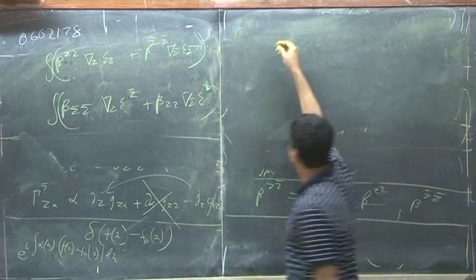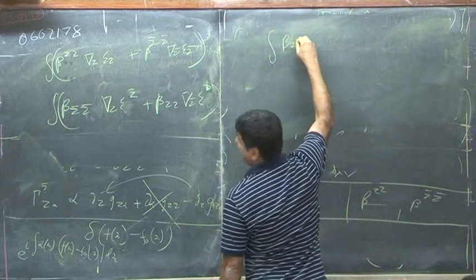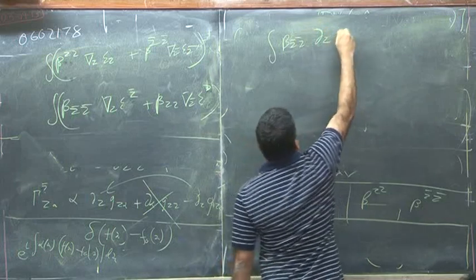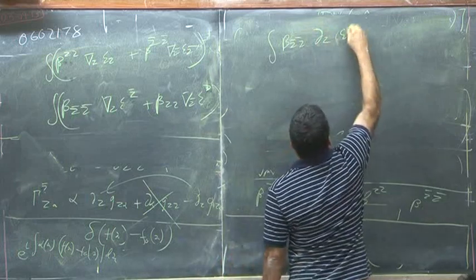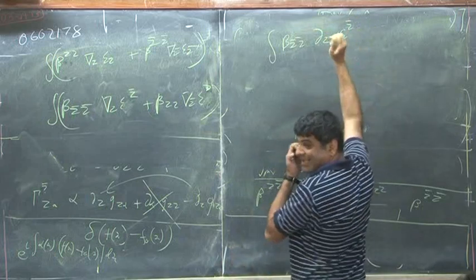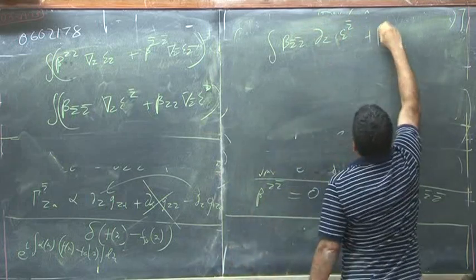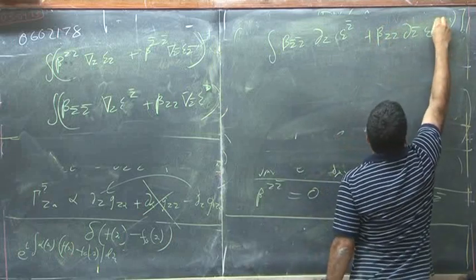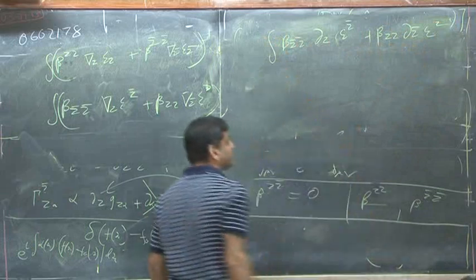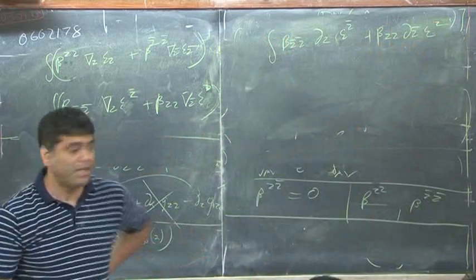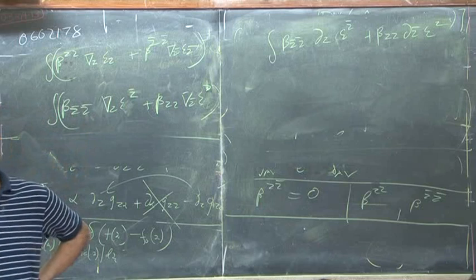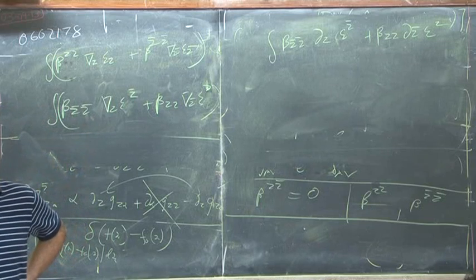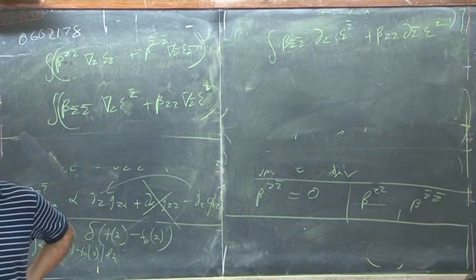So this thing becomes integral of beta z bar z bar dz of zeta z bar, plus beta zz dz bar of zeta z. Notice here now we have only ordinary derivatives. There's no reference to the fiducial metric.